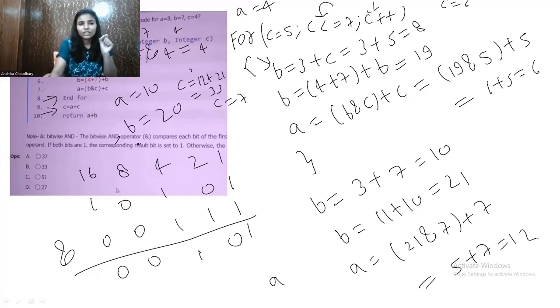Now here we have to return A plus B. So what is the value of A? A is 12 and B is 21. So this will be 33.